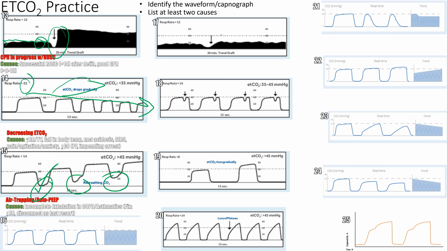All right, and then we got 16. What's with 16? Normal. That's a normal end tidal CO2, 37. Right? There's no trend here. It's perfect.